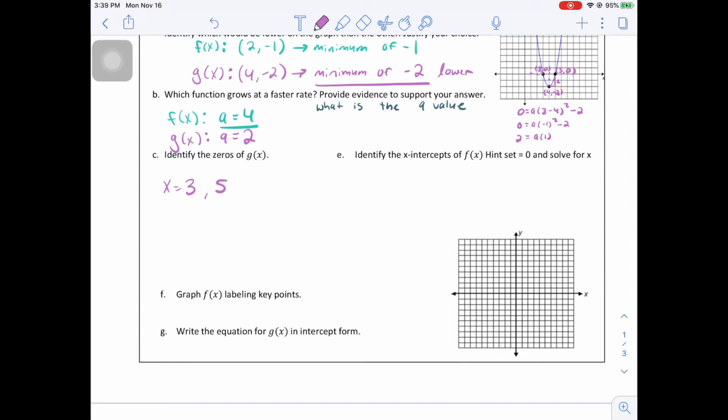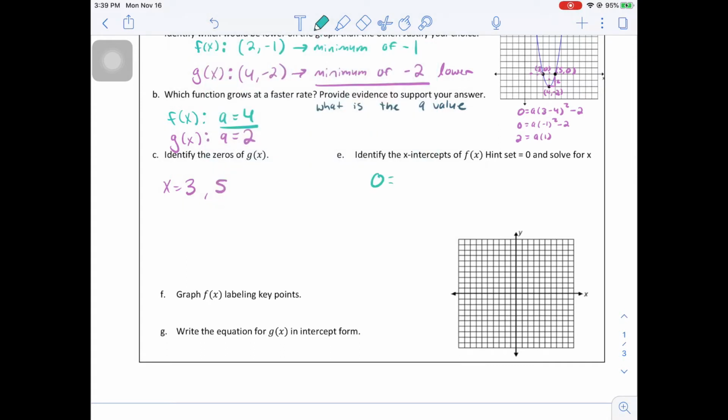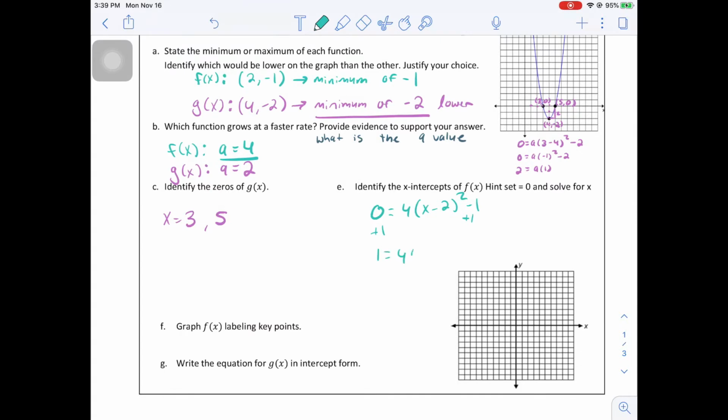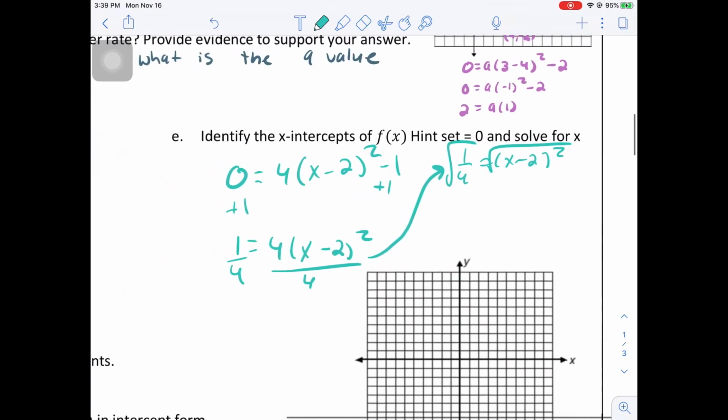For E, it says identify the x-intercepts of f of x. It says hint, set equal to 0 and solve for x. So we set 0 equal to 4 times (x minus 2) squared minus 1. So we add 1 to the other side. You get 1 is equal to 4 times (x minus 2) squared. Divide each side by 4. That gives us 1/4 is equal to (x minus 2) squared.